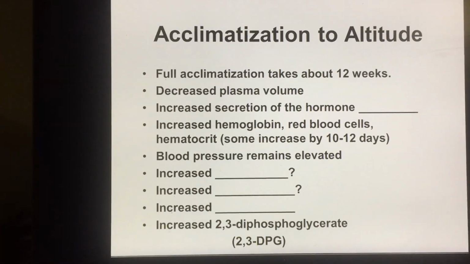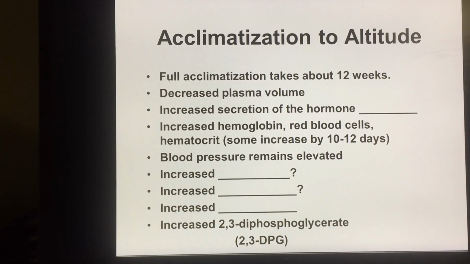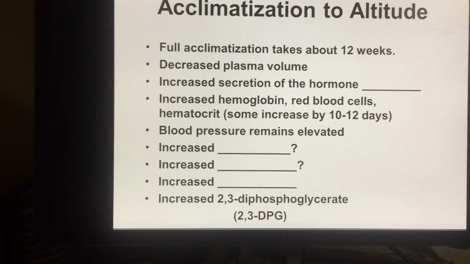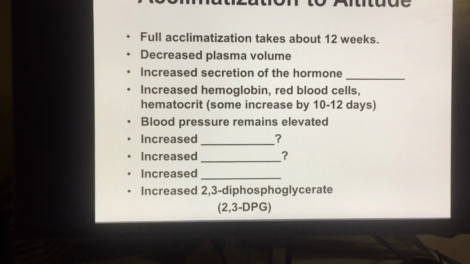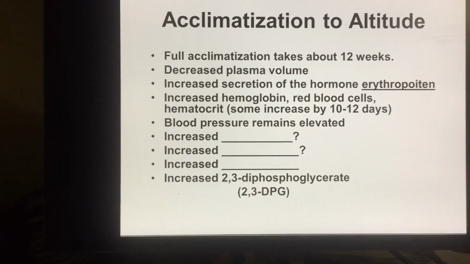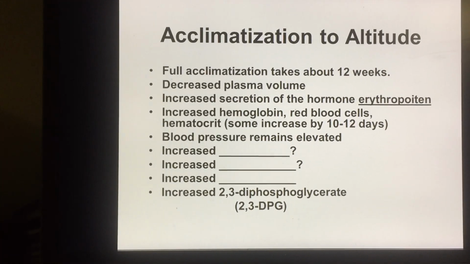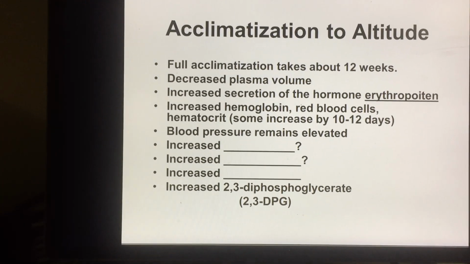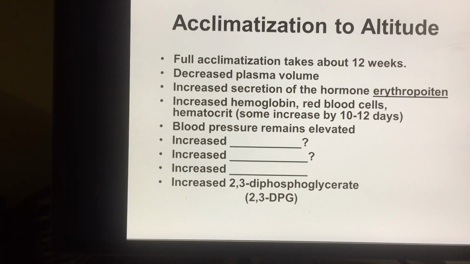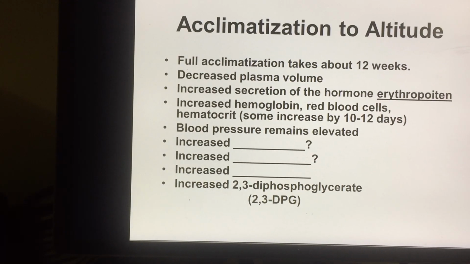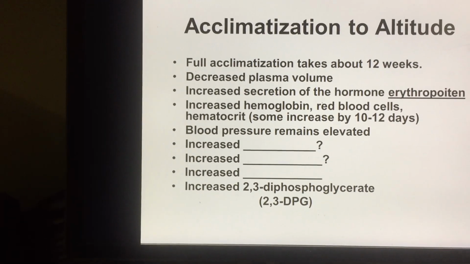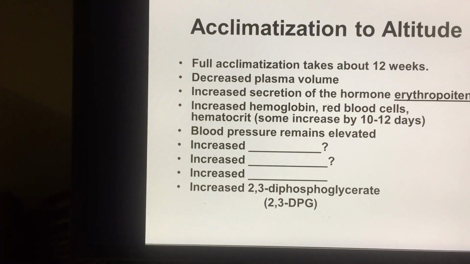This slide goes over what happens if you start to acclimatize to altitude. So full acclimatization takes about 12 weeks. You'll still have a decrease in plasma volume, but your body starts to increase secretion of a hormone that's produced in your kidneys called erythropoietin. And this is an attempt to compensate for the lack of oxygen delivery to your muscles. Erythropoietin is this hormone that stimulates the increase in hemoglobin and red blood cells. And you get some increase at the 10 to 12 day mark. Your blood pressure stays elevated.